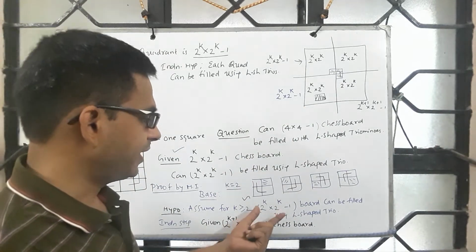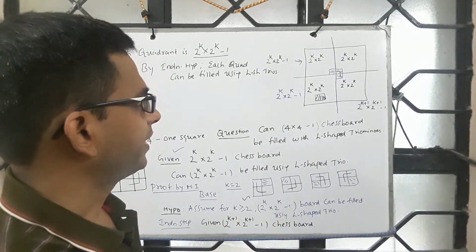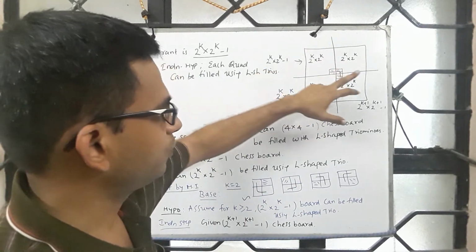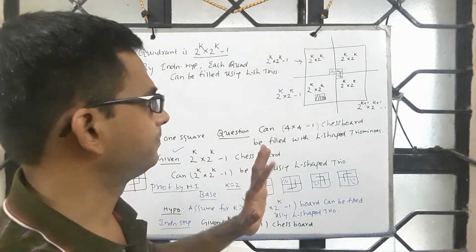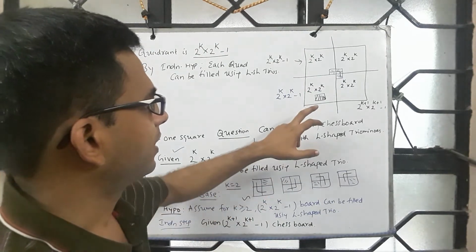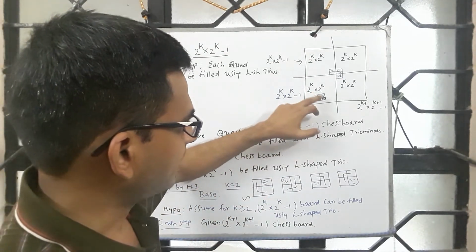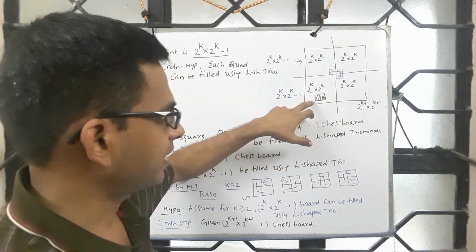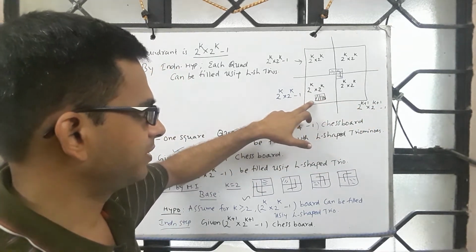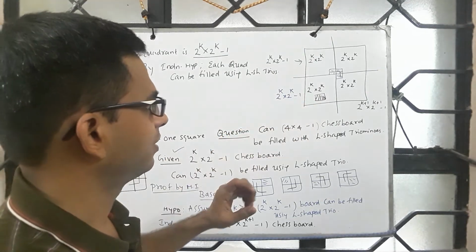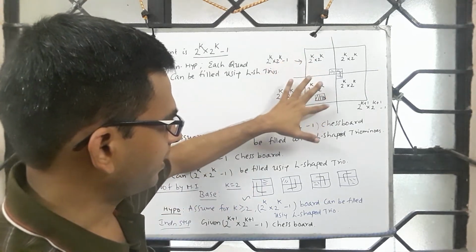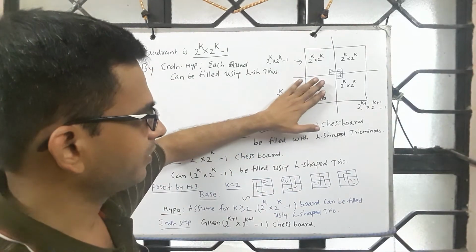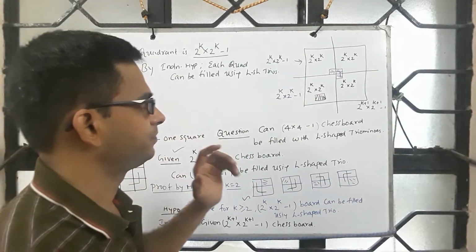Then to bring in the induction hypothesis, what I do, I see this as 4 copies of 2 power k cross 2 power k. Fine. Then one of them will contain this missing square. Without loss of generality, you mark that square. Say let this be quadrant 3. Now this is 2 power k into 2 power k minus 1. By the induction hypothesis, this can be filled using L-shaped triominoes.